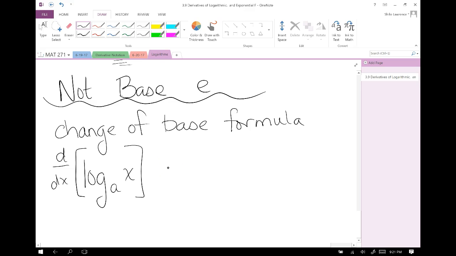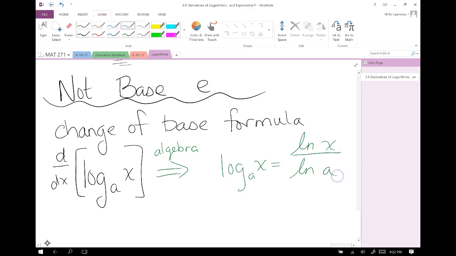I'm not doing the derivative yet. I'm just applying algebra rules and rewriting log base a of x. So right now, this is just algebra. No derivatives. Log base a of x, according to the change of base formula, can be written as natural log of x over natural log of a.